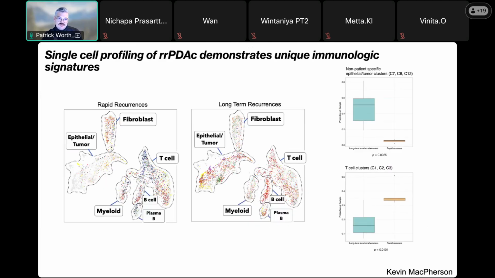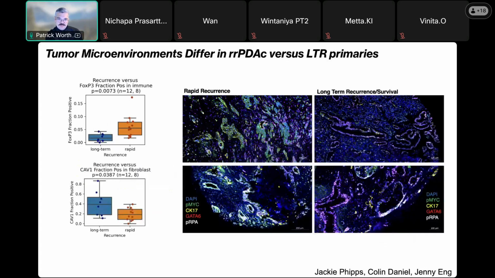We then performed some single cell profiling of the immune composition of these tumors, and essentially showed that rapid recurrences had much fewer epithelial and tumor cells that were able to be identified here as well. And some of this is thought to be related to processing of these specimens, but I think this was kind of an interesting feature that shows that there's some degree of immunologic differences in these tumors.